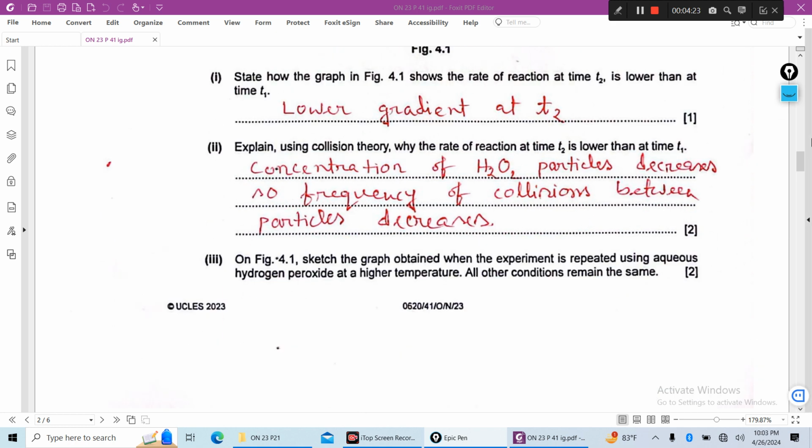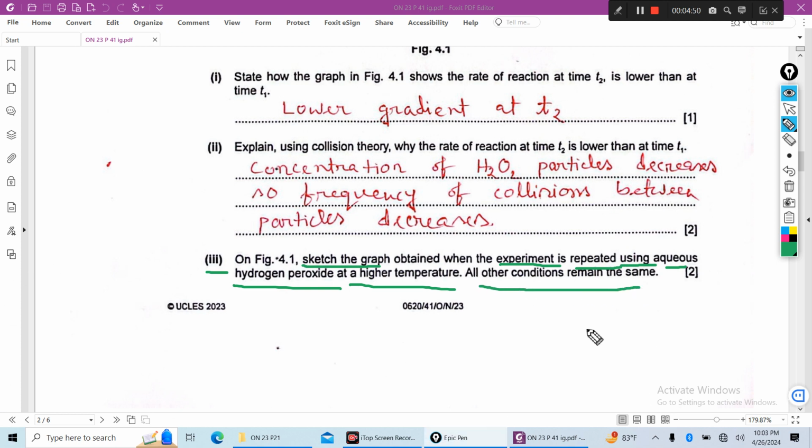Next, you see number 3, on figure 4.1, sketch the graph obtained when the experiment is repeated using aqueous hydrogen peroxide at higher temperature. At higher temperature the rate of reaction will be higher, so the graph will be steeper, but the total volume of oxygen gas will be same. All other conditions remain same.